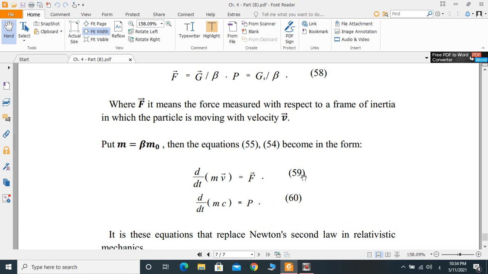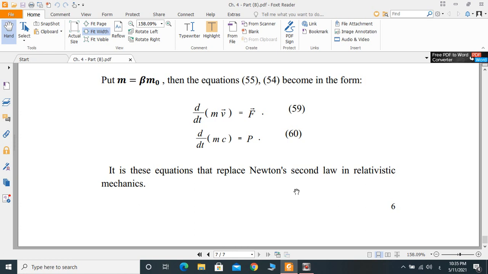Equations 59 and 60 are the Newton's second law in relativistic mechanics. Equations 59 and 60 represent Newton's second law in relativistic mechanics.